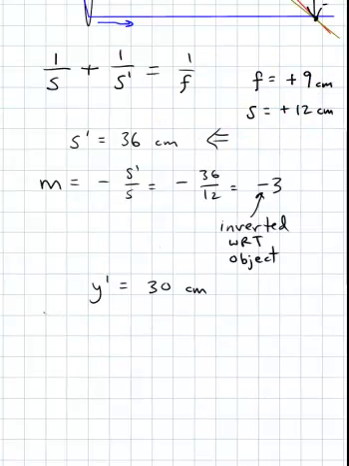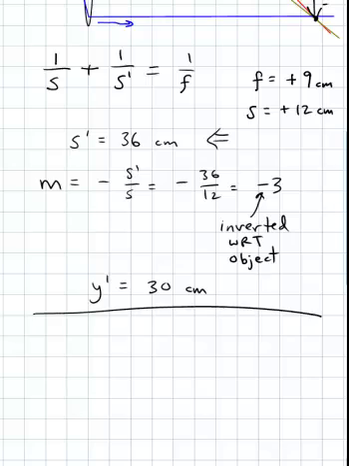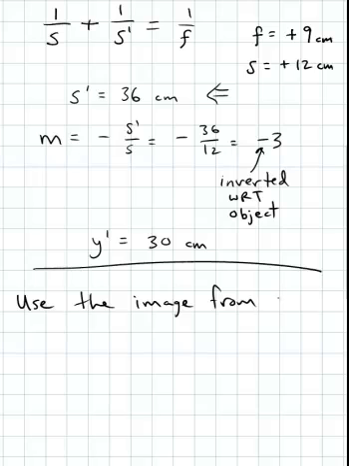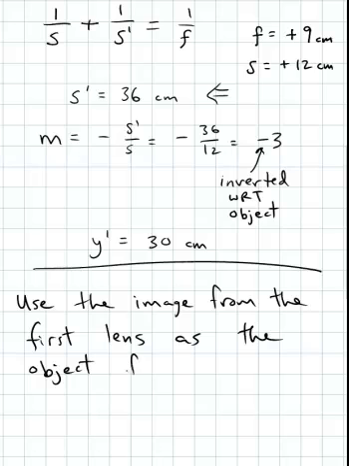So now what we'll do is we'll use the image from the first lens as the object for the second.